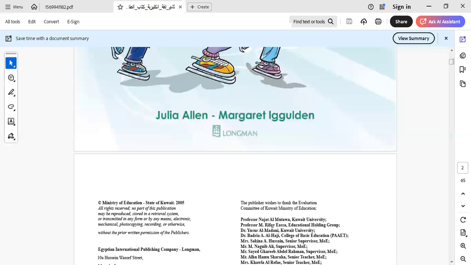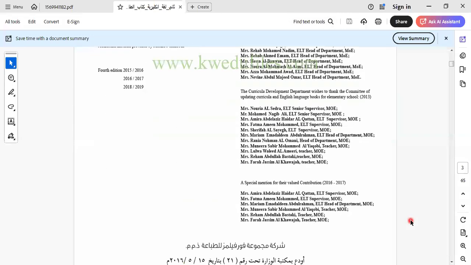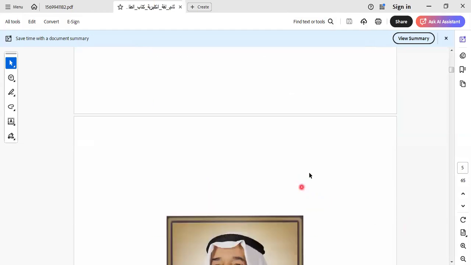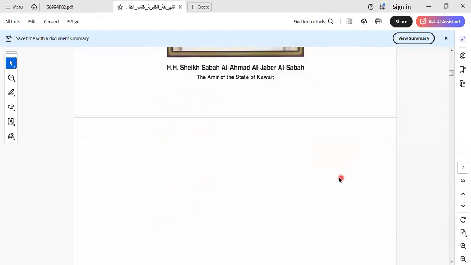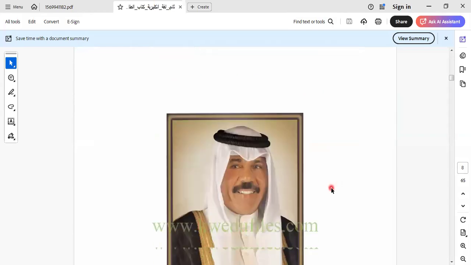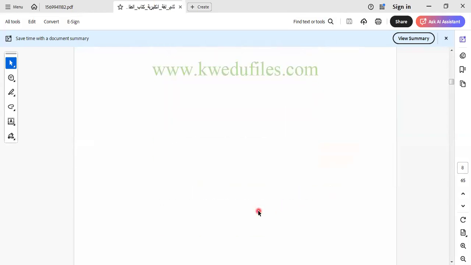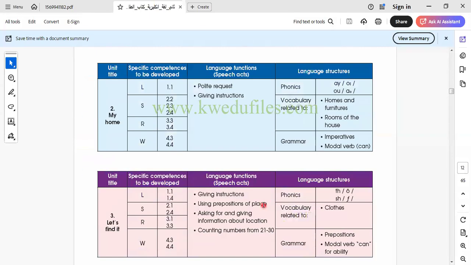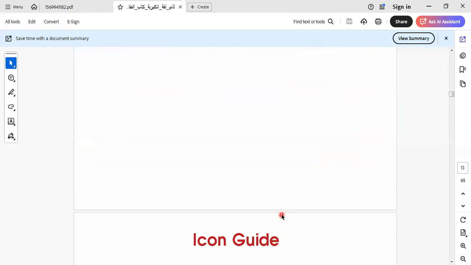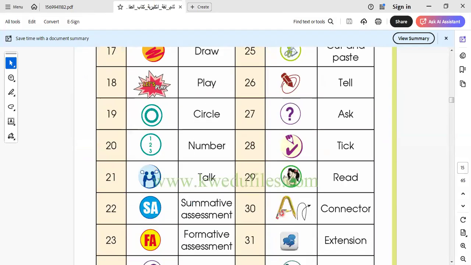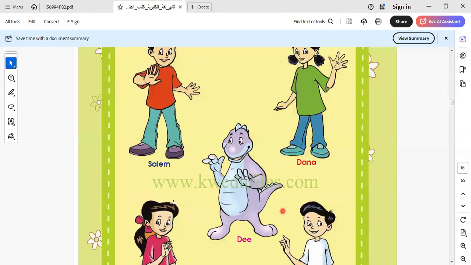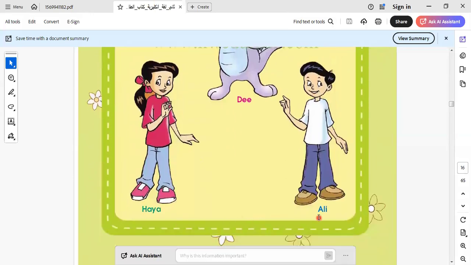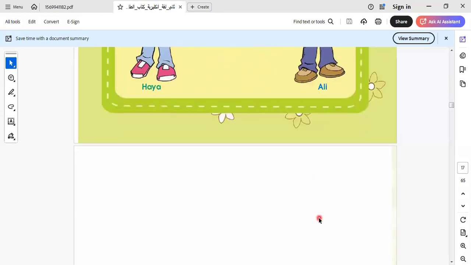Let's know the characters of our book today. Let's present these characters together. Here we have the characters of our book: Slim, Dana, Dee, Haya, and Ali. These are the characters of our book.